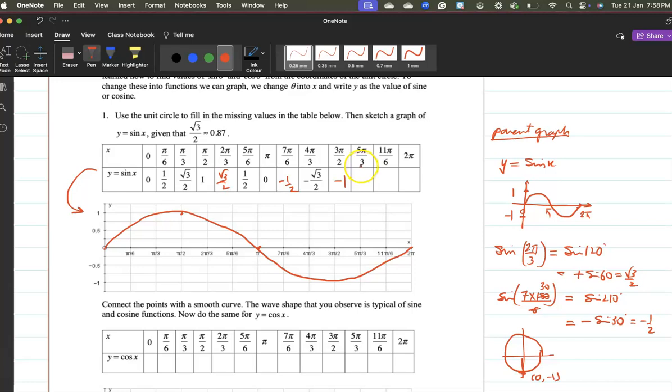Next, sine 5 pi by 3. You times it by 180 upon pi. So that'd be 60 times 5, which is 300. So sine of 300 is the same as sine of 60. Minus or plus? Minus. So minus sine 60, that's minus root 3 by 2.